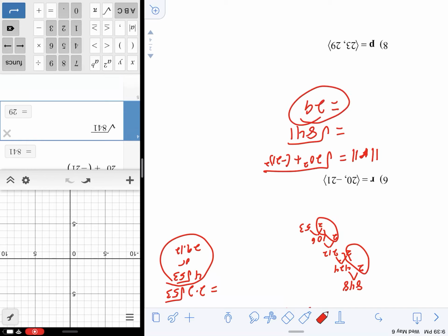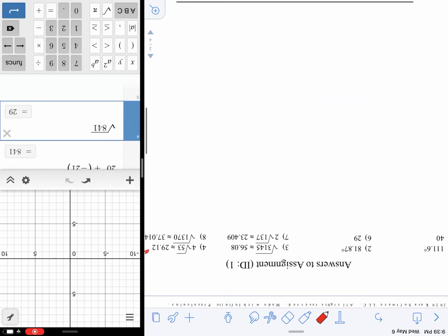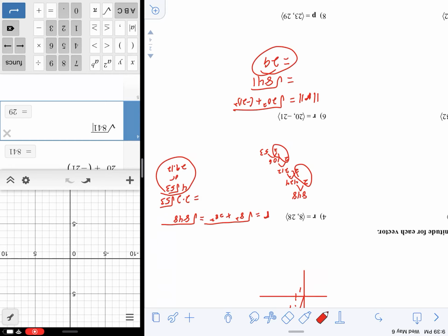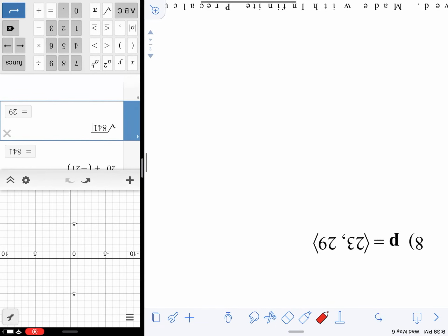No need to make a tree. That one actually works out to be a whole number, so there it is, right there. Oh wow, look how close, 848, 841, 29.12, 29. That's interesting. Okay, number 8, and we're done.